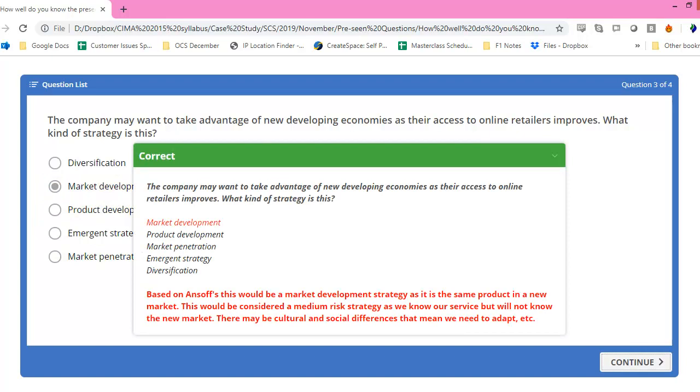And as you can see, that's the correct answer. Based on Ansoff, it would be a market development strategy. It's the same product in a new market. So we consider it a medium risk strategy. It's important that you as a strategic student mention the risk level, as we know our service, but we will not know the new market, maybe cultural and social differences that we need to adapt to in order to make entering this new market a success.